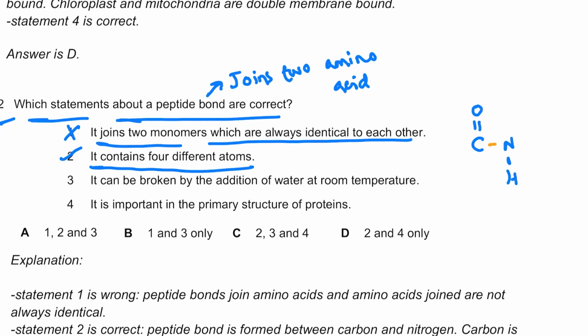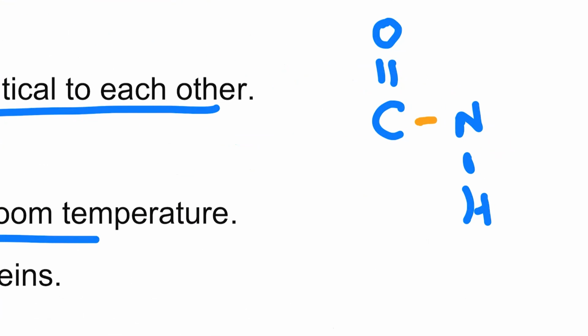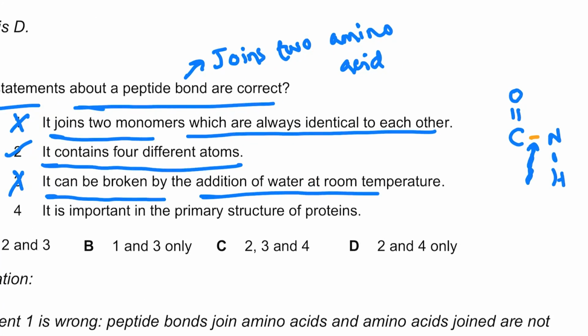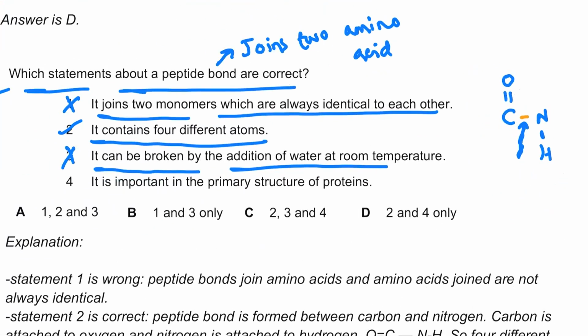This is true. Okay, it can be broken down by the addition of water at room temperature. No, guys, a peptide bond can only be broken down by an enzyme, or by heating it with dilute hydrochloric acid. Right? A peptide bond cannot be broken down by the addition of water at room temperature.